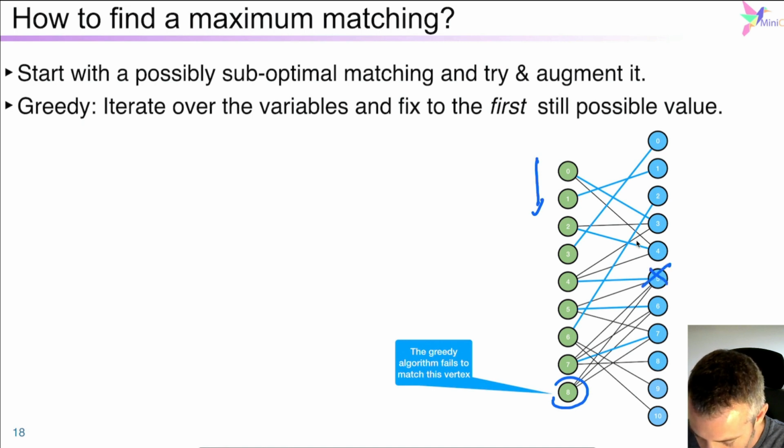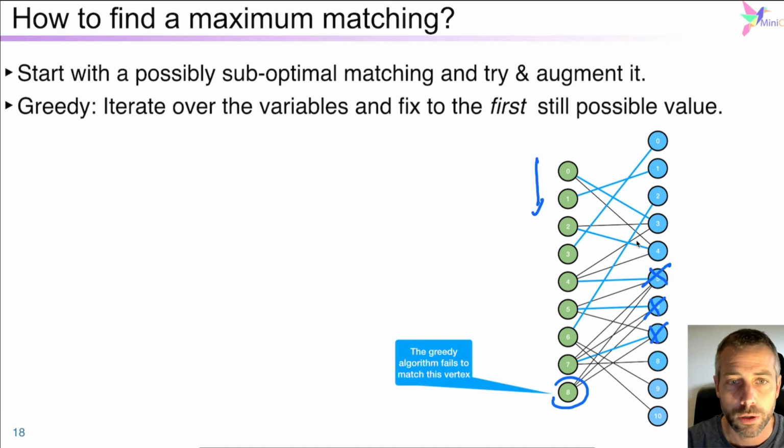We cannot assign it to this one, and we cannot assign it to this one. But these three variable values were the only three possible values for the variable x8. And so you see that this variable is not very happy because it's not matched to any possible value. And still, there exists a maximum matching of cardinality n in this situation. So how can we find it?